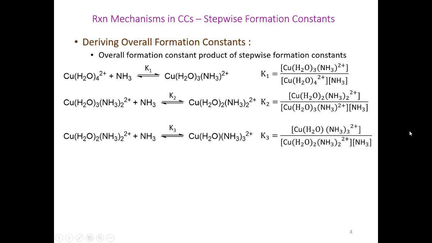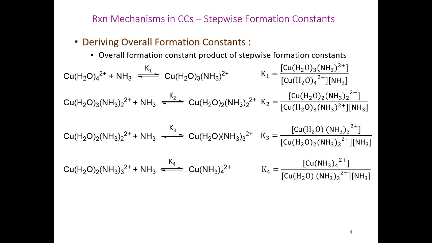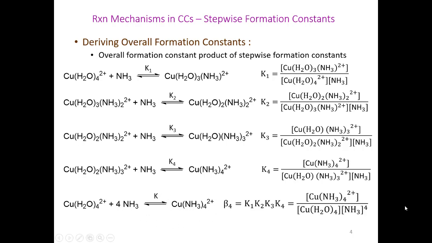Same for K3, your third ligand substitution, that's the stepwise formation constant for that. And then the fourth stepwise formation constant. And then for the overall reaction, that's where you have your tetraaqua copper 2 reacting with 4 equivalents of ammonia to give tetraamine copper 2. The overall formation constant for that reaction is beta 4, and the 4 just denotes that it is the product of 4 stepwise formation constants.